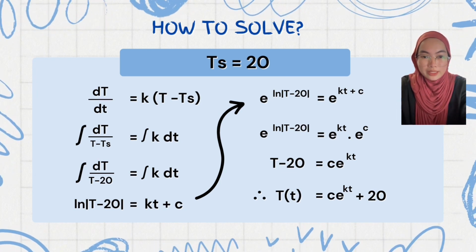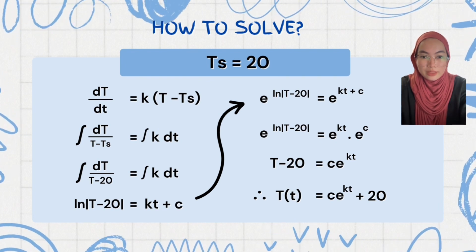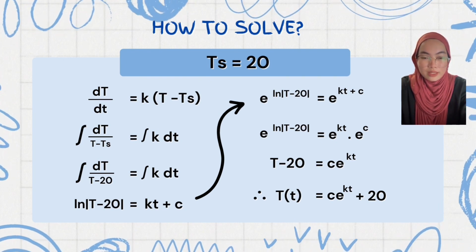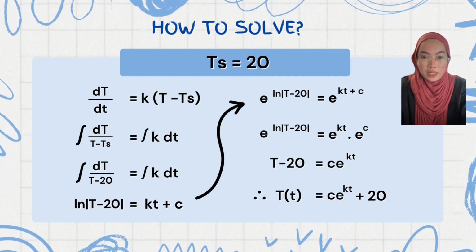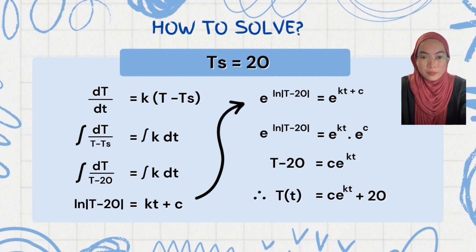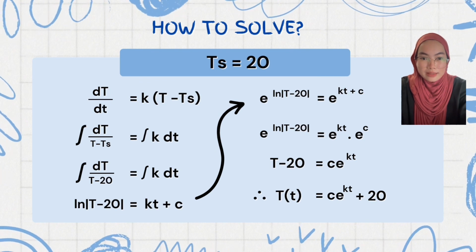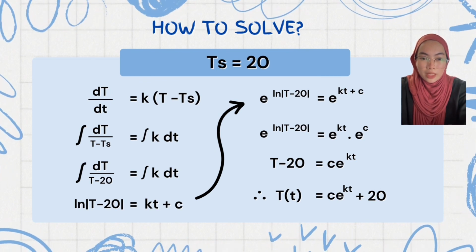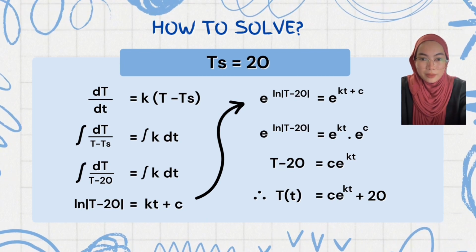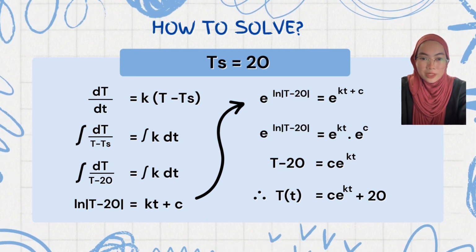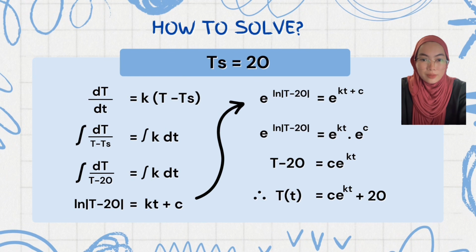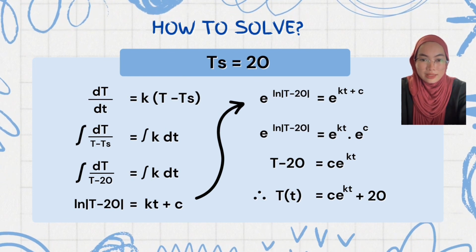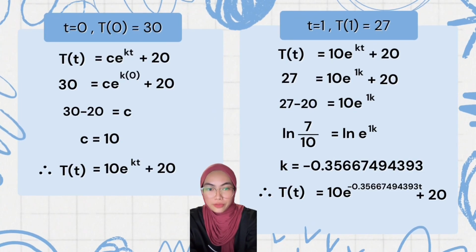Next, we put the exponent on both sides, and it will become e to the ln of T minus 20 equal to e to the kt plus c. For the left hand side, the exponent and ln cancel out each other, and we are only left with T minus 20. For the right hand side, e to the kt plus c, we separate them first, and it becomes e to the kt multiplied by e to the c, and we get C e to the power of kt. Lastly, we get our first equation, which is T in bracket t equal to C e to the kt plus 20.